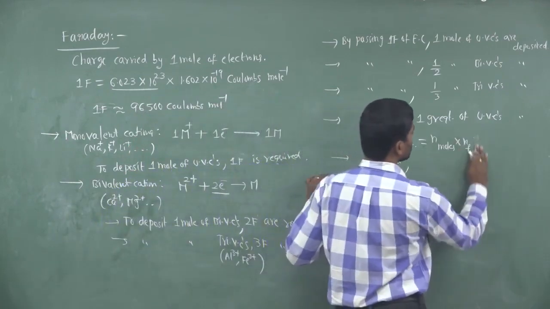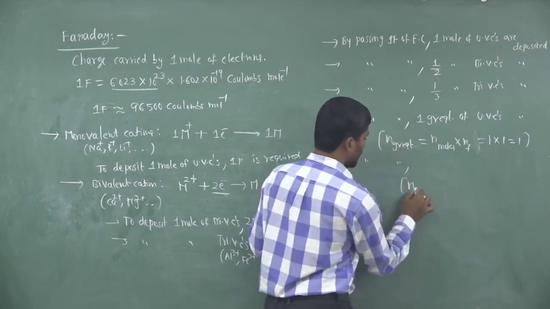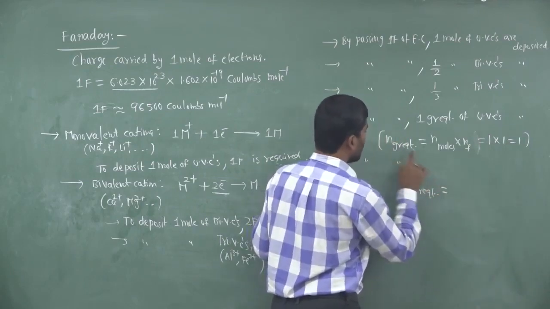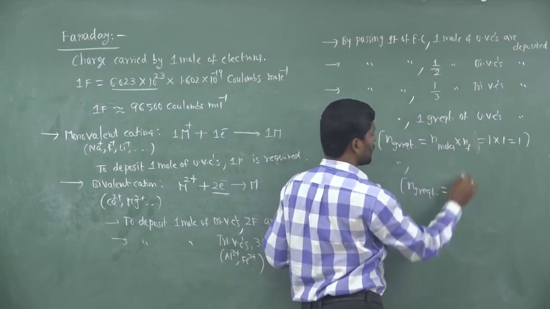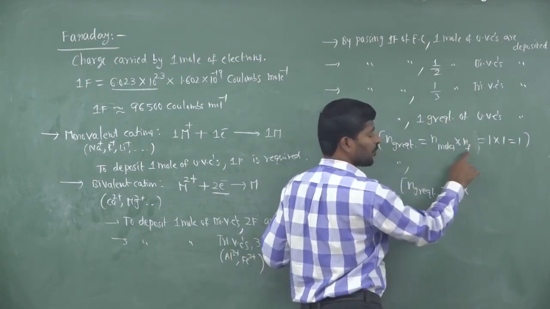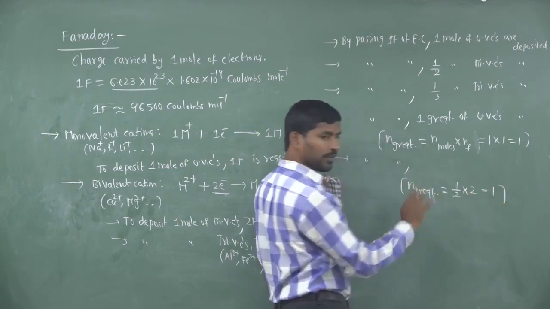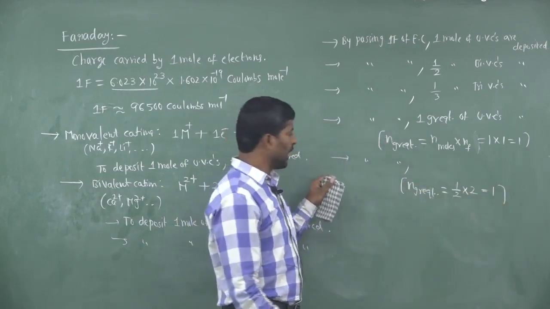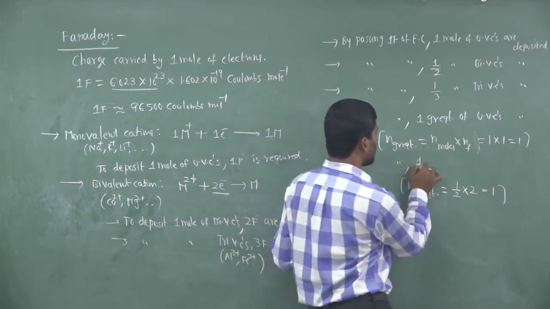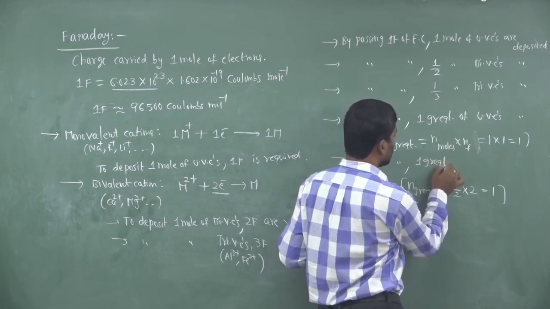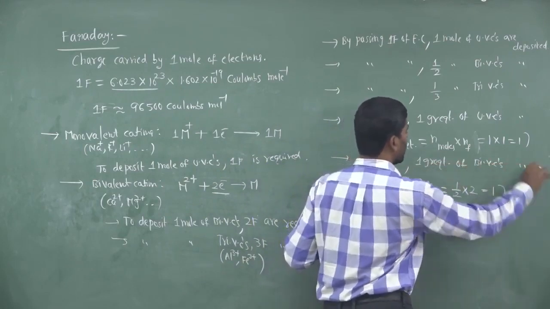In this case, number of gram equivalents is equal to 1 into 1, 1. Here, if you pass 1 Faraday of electric current, how many moles of bivalent cations are deposited? Half mole. What is n factor for bivalent cations? 2. That means how many gram equivalents will be deposited? 1 gram equivalent. So 1 gram equivalent of bivalent cations are deposited.